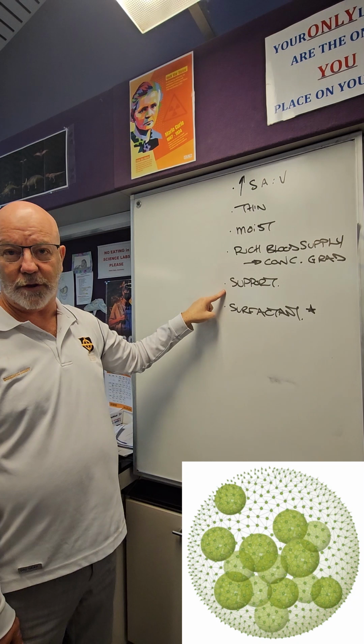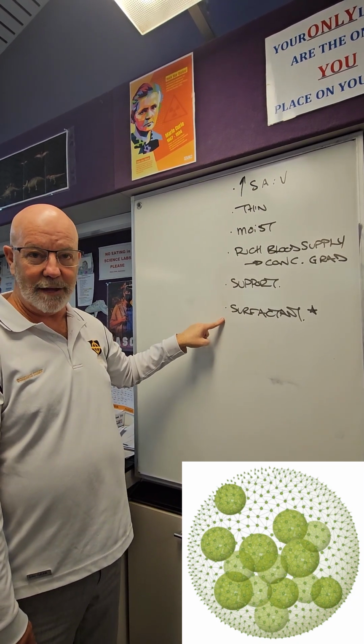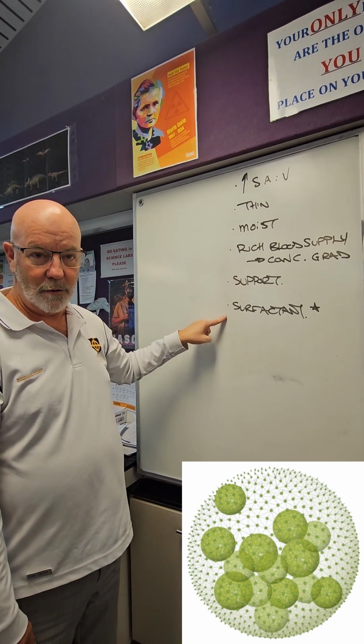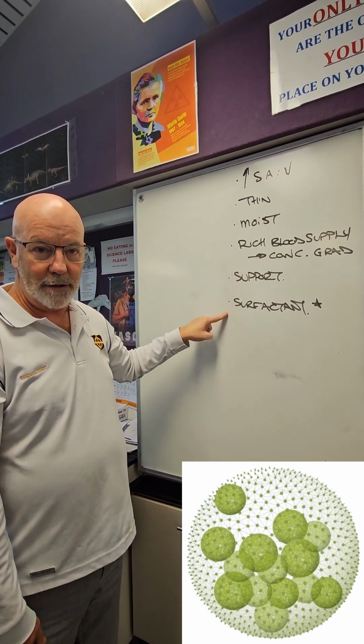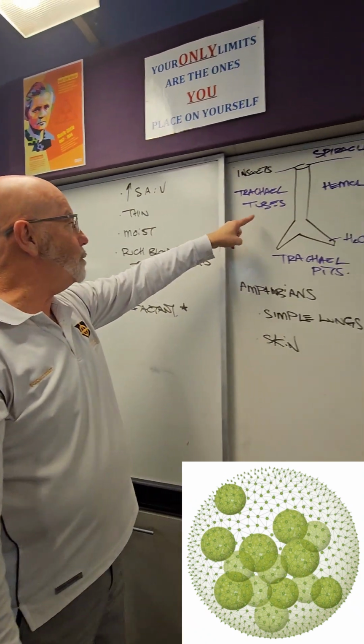And all respiratory surfaces need support to hold the exchange surface open, and only mammals have surfactant that reduces the surface tension of the water, stopping droplets and forming a thin sheet. Right, the next one we'll do is insects.